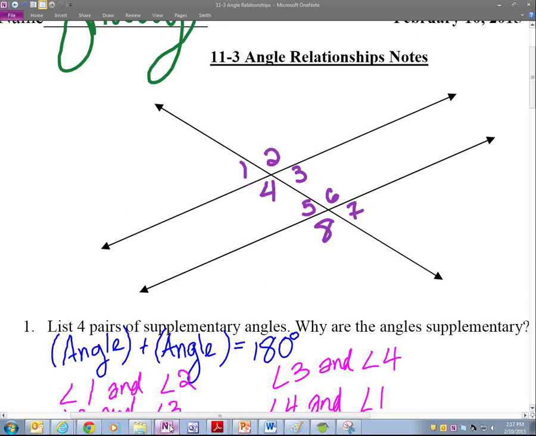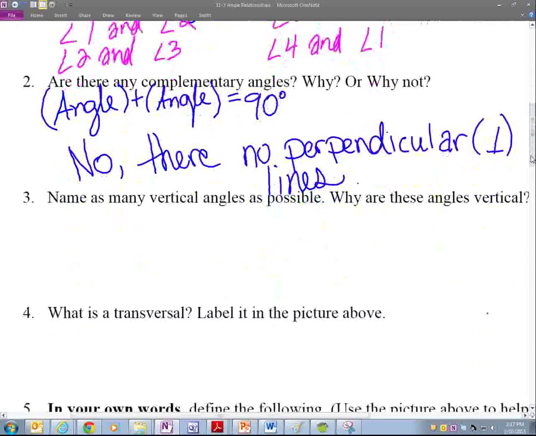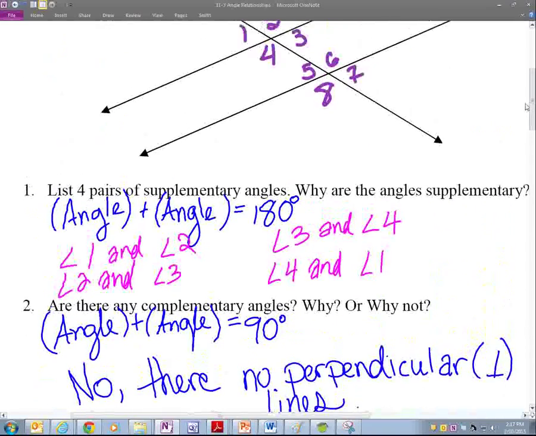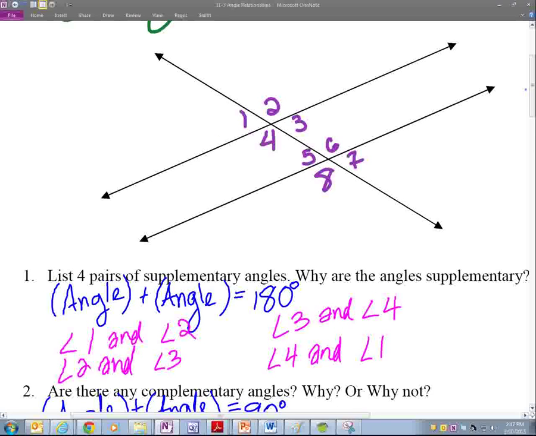A vertical angle is what, according to your notes? Congruent angles formed by the intersection of two lines. Okay, they're congruent angles that are formed by the intersection of two lines. Now, congruent means what again? Angles that have the same measure. Now, here's the intersection that we've been talking about. Which one of those looks like they could be congruent?